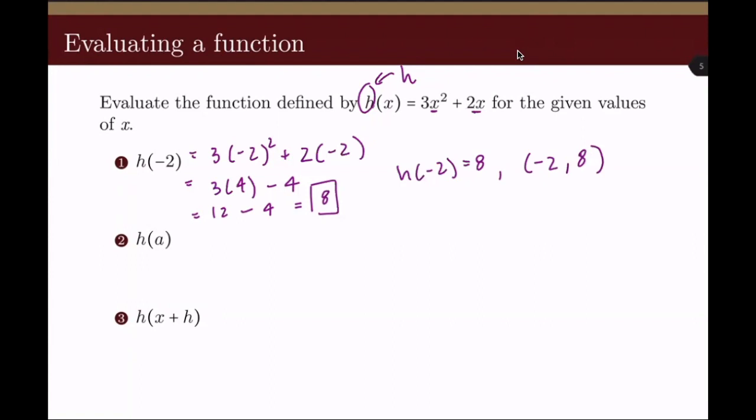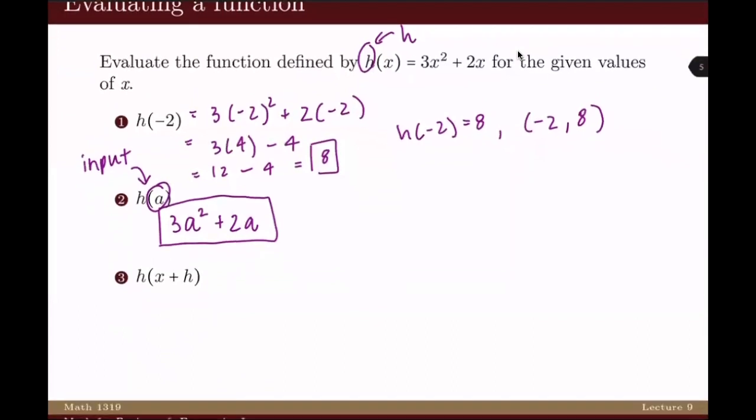So let's do something a little trickier. h of a. Again, here's my input, and I'm going to put this guy everywhere that I see an x. So this is just going to be 3a squared plus 2a. We are done there. All it's saying is replace all of your x variables with a's, and I've done just that.